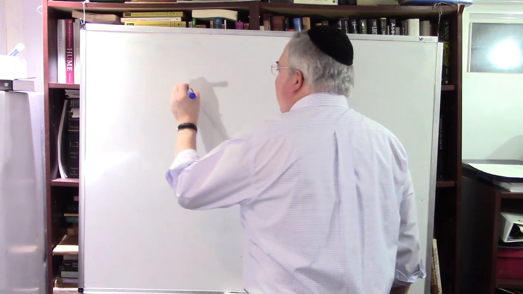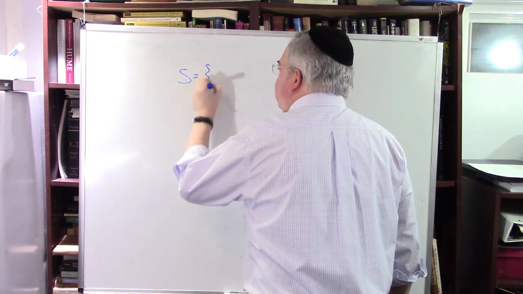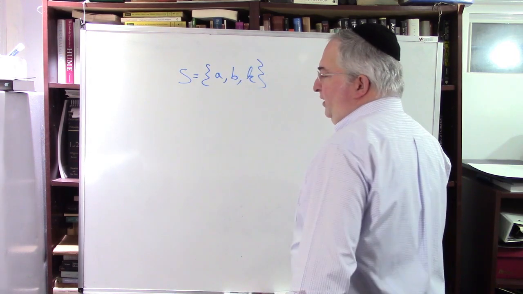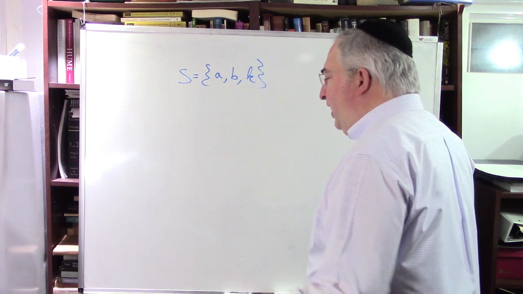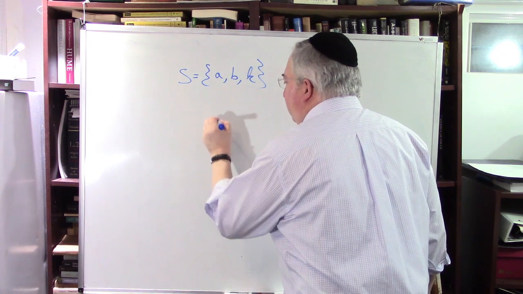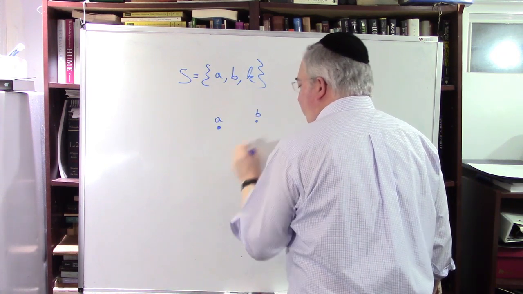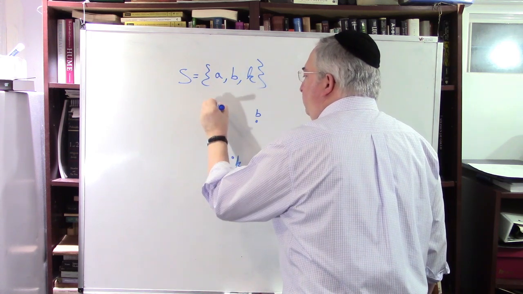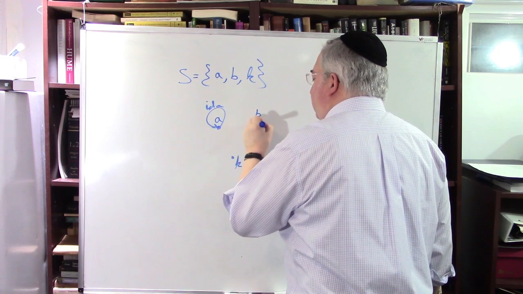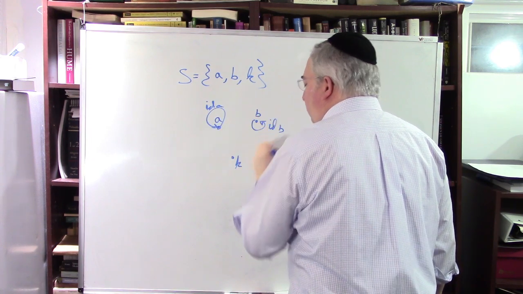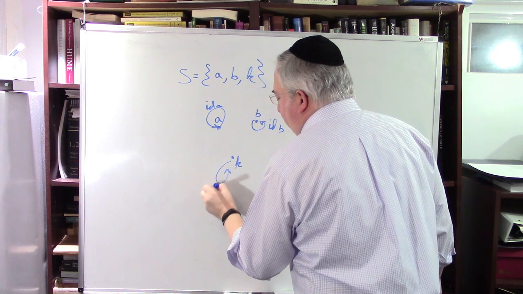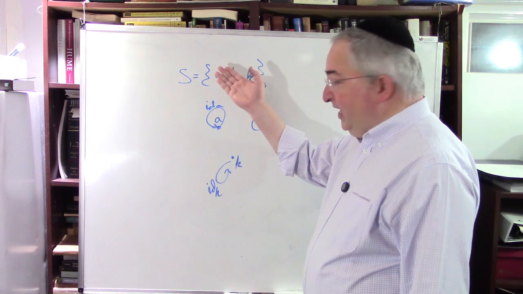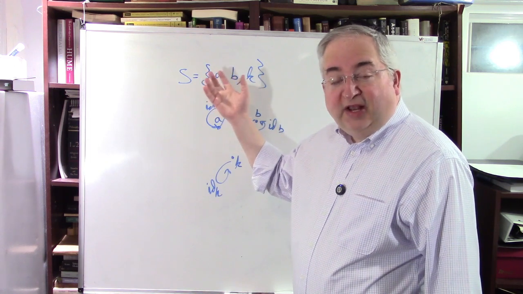Another point, given any set S equals A, B, K, it's a nice set. I can form a category. The objects are A, B, K, and the morphisms are trivial morphisms: identity on A, identity on B, identity on K. Okay? So for every set, you can form a category.